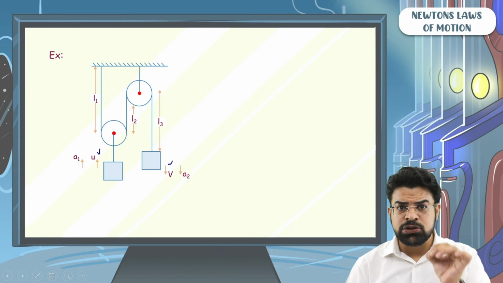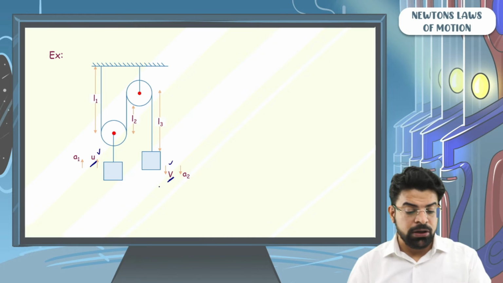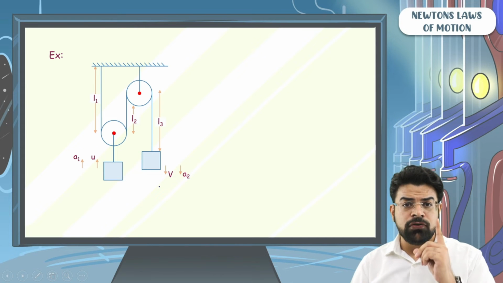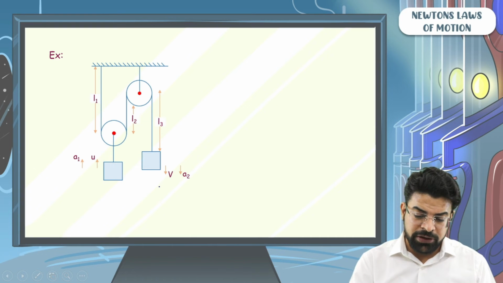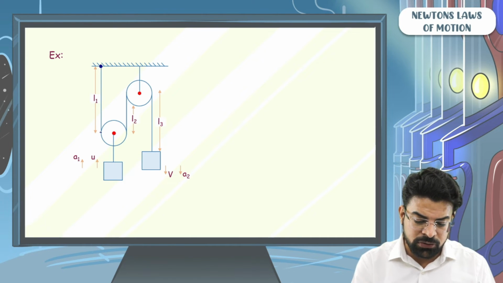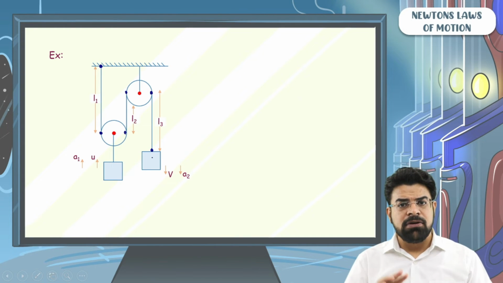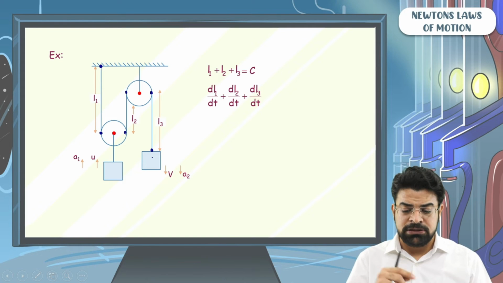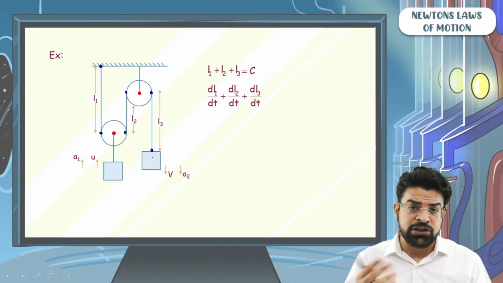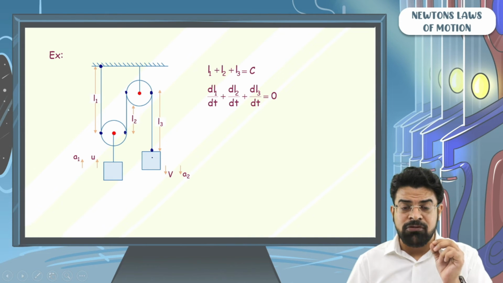Our mission is to find the relationship between the speed u and the speed v. The number one rule of string constraint: never ever look at the string. So we have divided this string into three parts: the length L1, the length L2, the length L3. We can say that L1 plus L2 plus L3 has to be constant. So dL1 by dt plus dL2 by dt plus dL3 by dt has to be equal to the differentiation of a constant, which is 0.